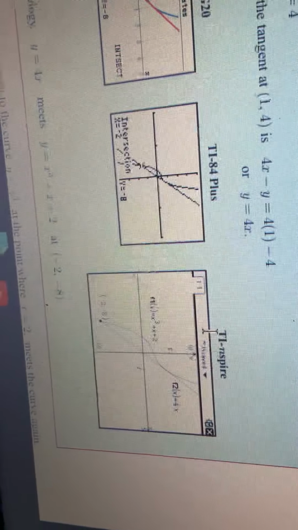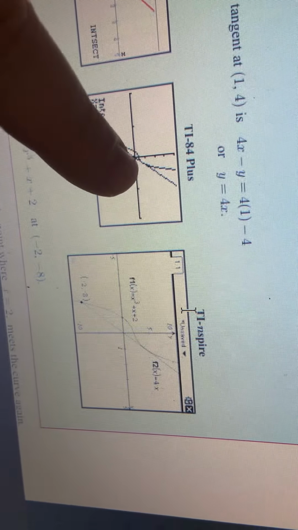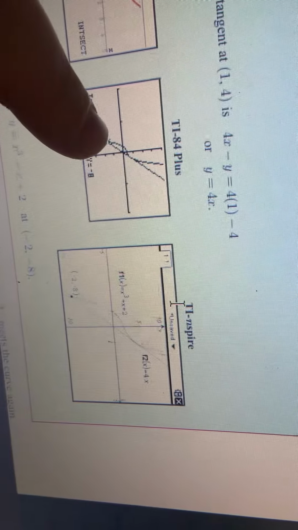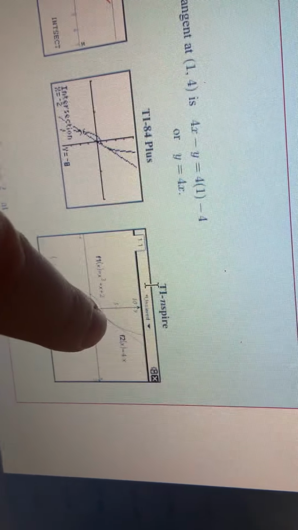This is the curvy graph. And then you have your 4x going down. We already know (1, 4) is going to be our first point of contact, but it also meets down here. So you're going to have to get both points. This one is the one they gave you. This is the other one that they're going to try to figure out. And that comes out to be, by using a graphing tool, (-2, -8). Okay? All right.